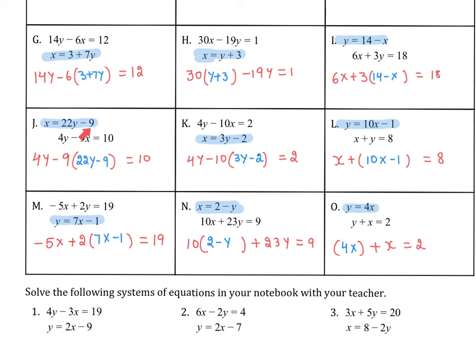value 22y minus 9 in this equation. In this case, x is isolated, so you're using the x value and plugging it in here. In this case, y is isolated, you're using the y value and plugging it in here. The y value is isolated again, and you're plugging it in here. Again, x is isolated, so you're using the x value and plugging it in here. Y equals 4x, so y is isolated, and you're using the y value 4x and plugging it into the second equation.